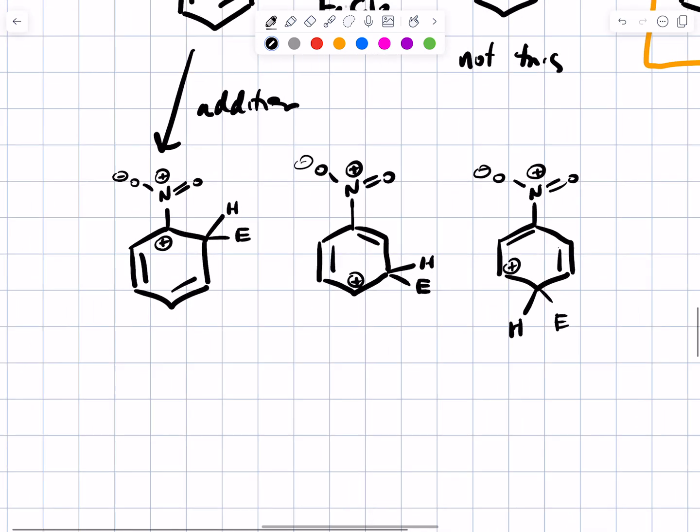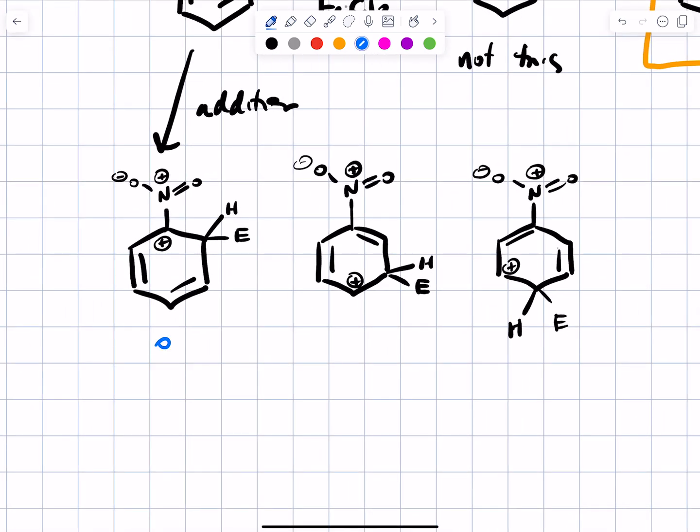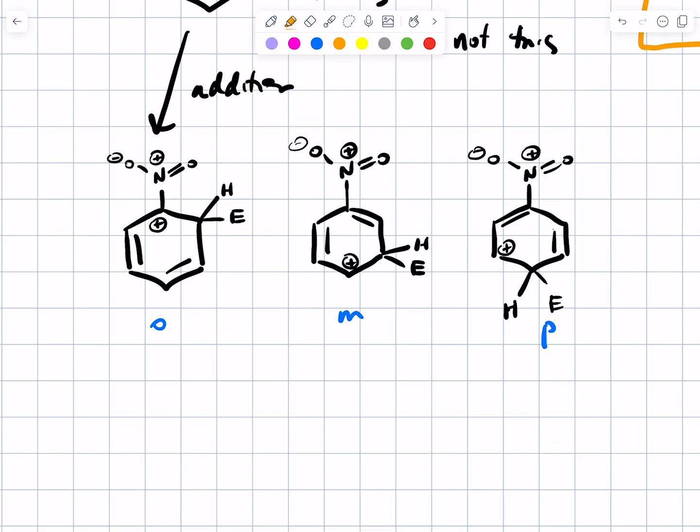All right, let's look at where the positive charge is for the ortho, meta, and para substituted intermediates. Again, we'll highlight that in pink. For ortho substitution, it's there. For meta substitution, it's there. And for para substitution, it's there. So you can see that both the ortho and the para isomers place the positive charge on a carbon adjacent to the nitro group, whereas the meta isomer places the positive charge not adjacent to the nitro group.